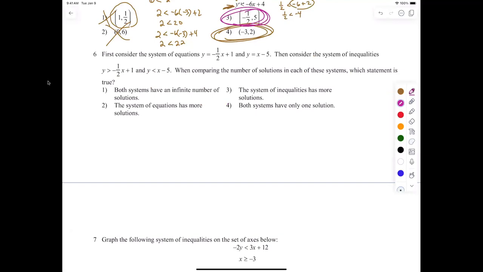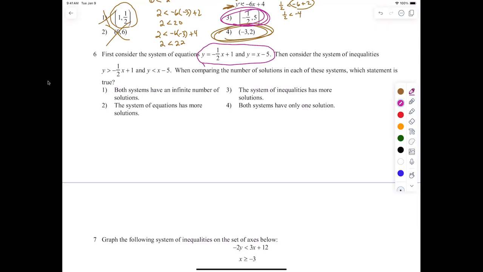First, consider the system of equations, -1/2 x plus 1 and x minus 5. Then consider the inequalities. When comparing the number of solutions in each of these systems, which statement is true? Now, please look, every year they ask these on the tricky questions. So are these lines parallel? No, they're not parallel because the slopes are not the same. And if you didn't know that, you need to write that down.